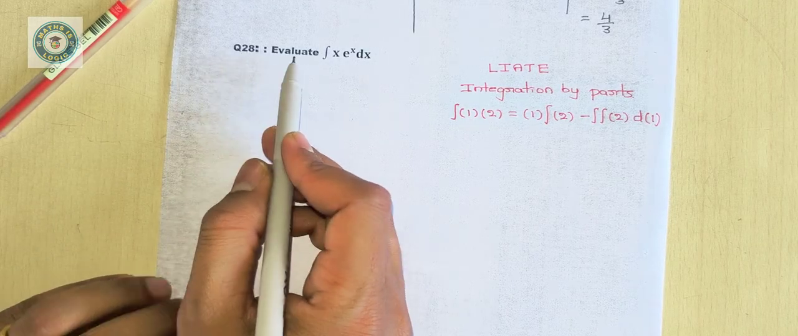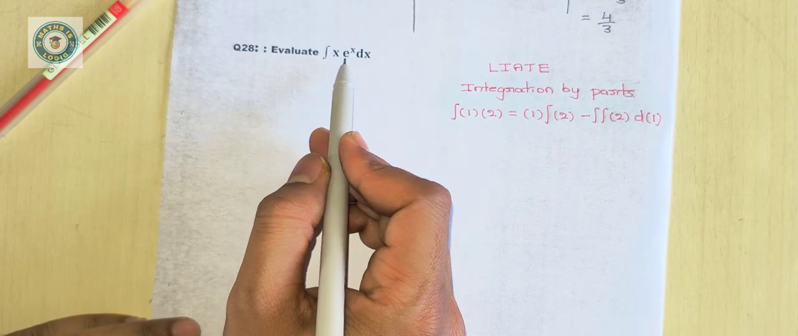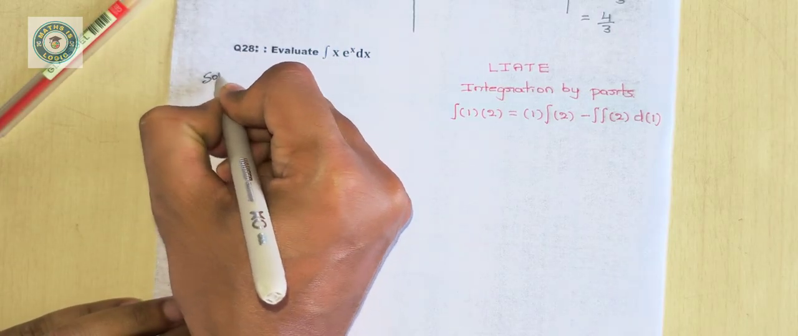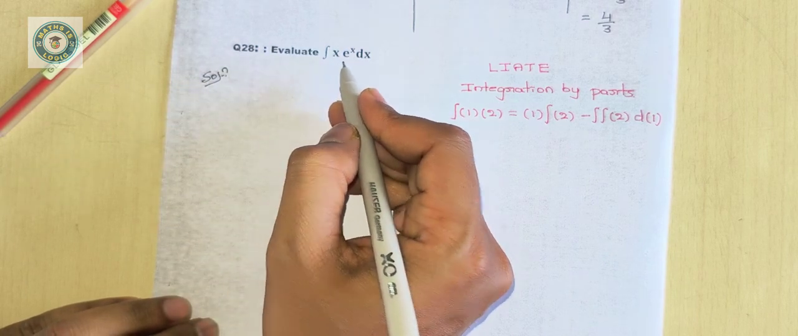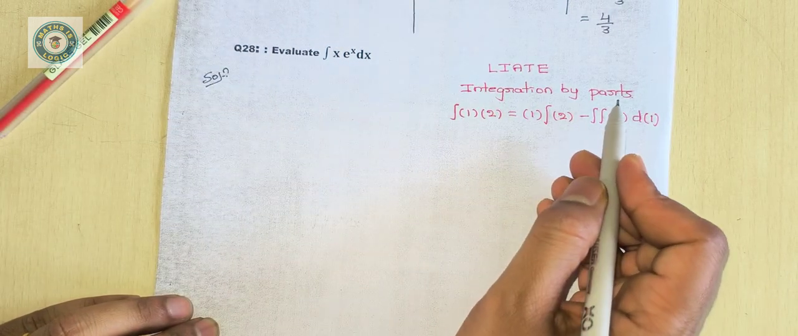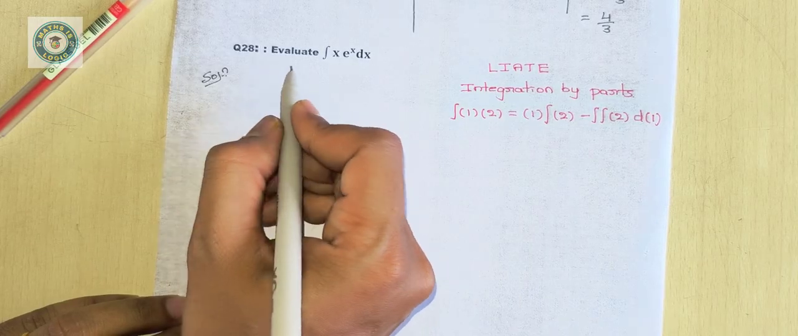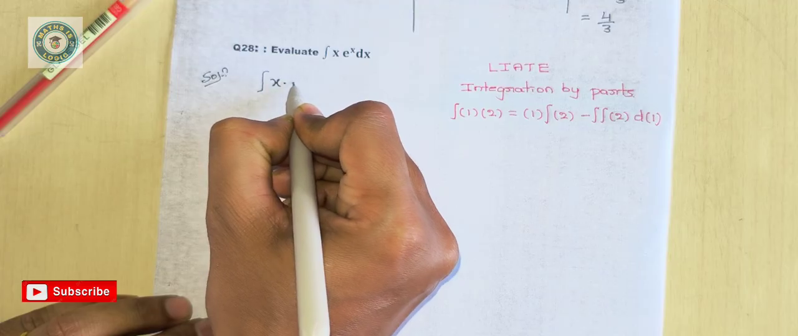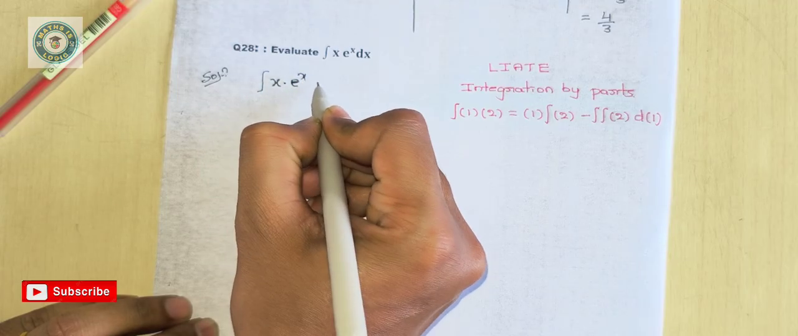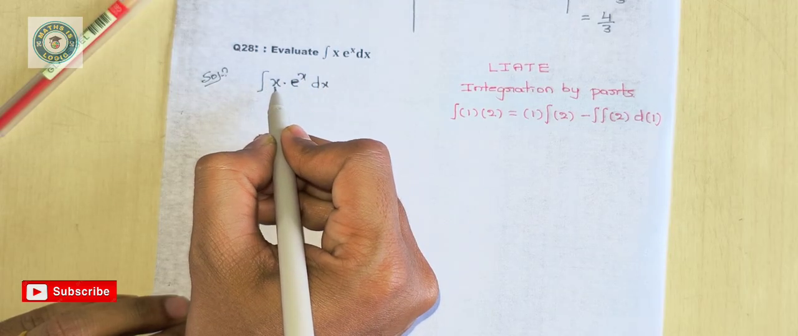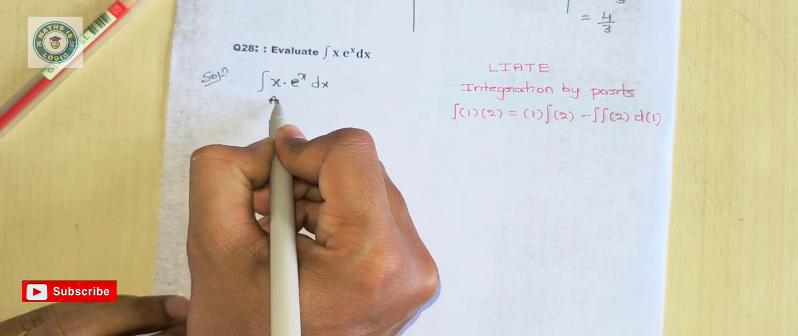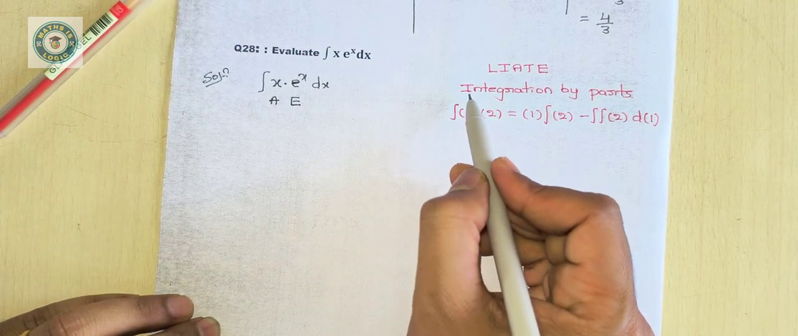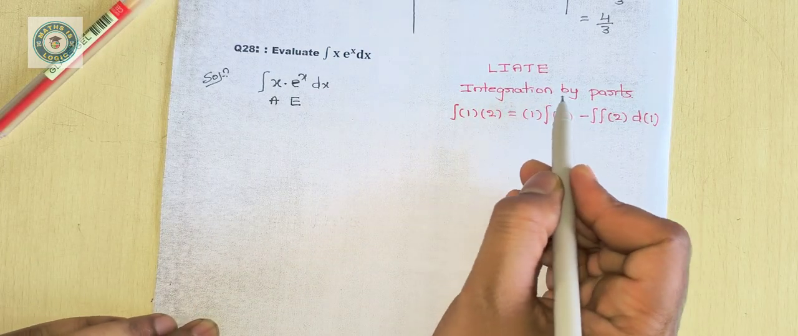Next question. Question number 28. Evaluate the integration of x into e power x with respect to what here? dx. So this example can be solved by using the integration by parts method, because in the given question there are two functions. There are how many functions? Two functions are there. Easily you can say x is an algebraic function and e power x is what here, an exponential function. That's why we are going to apply which method here? Integration by parts.